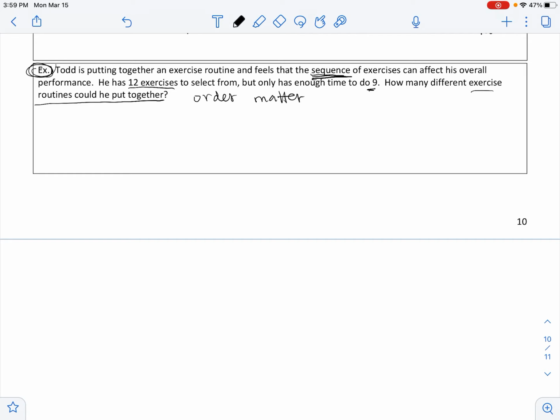And so from that, we know that we are dealing with a permutation, which is where order matters. So I'm going to put a P there. The total amount of exercises that he can select from is 12, and he only has enough time to do 9 of those. So 12, and we're going to pick 9 of those. On your calculator, you should get 79,833,600 different exercise routines. So that's how many routines he can come up with in an order, specifically with 9 exercises from those possible 12.